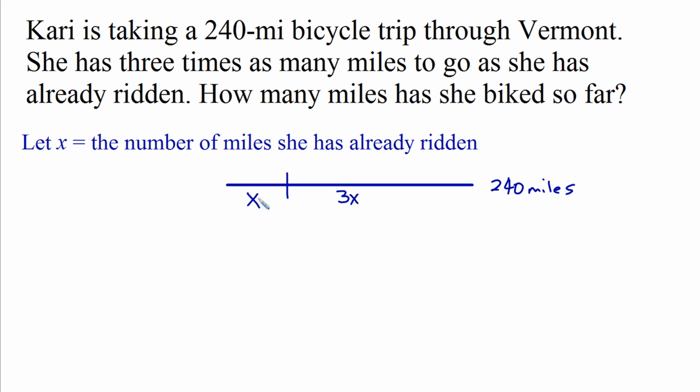So together, the part she's already ridden, which is x, plus the part she has left to ride, which is 3x, equals the total of 240 miles. So this will be our equation to solve.